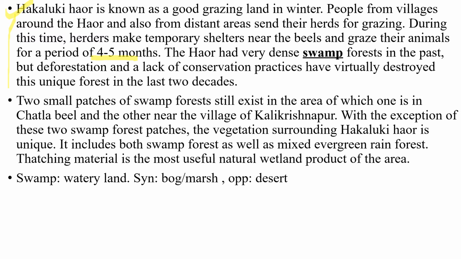The Haur land was a very dense swamp forest in the past, but deforestation and lack of conservation practice have virtually destroyed this unique forest in the last 2 decades. So this forest was a very dense swamp, which means watery land, and it's known as bog or marsh, the opposite of desert. So this Haur had a very dense swamp in the past, but in the last 2 decades, because of deforestation, this swamp has reduced and it is being destroyed.